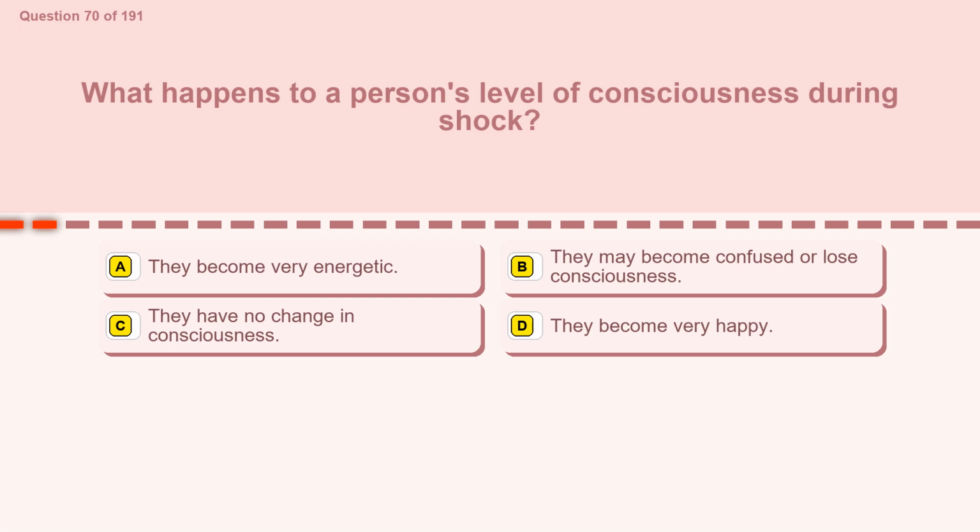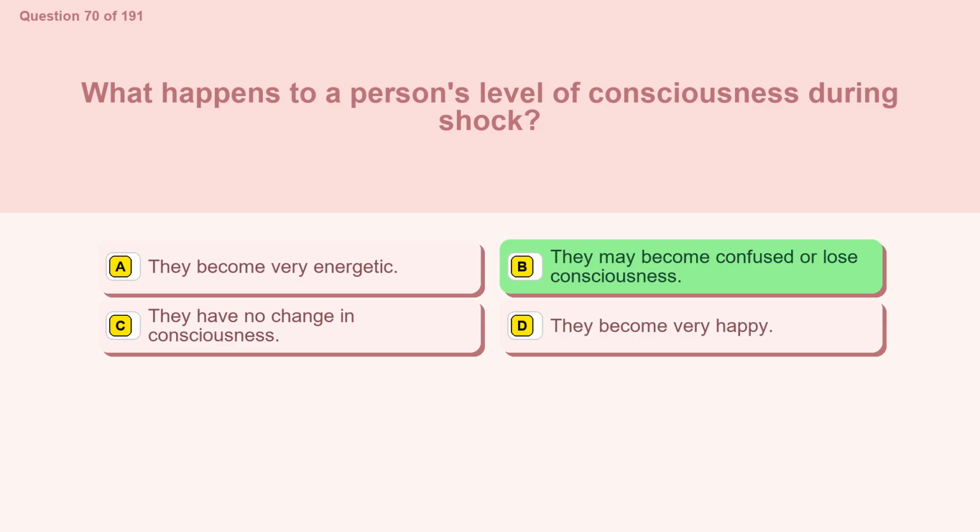Question 70. What happens to a person's level of consciousness during shock? Option A. They become very energetic. Option B. They may become confused or lose consciousness. Option C. They have no change in consciousness. Option D. They become very happy.